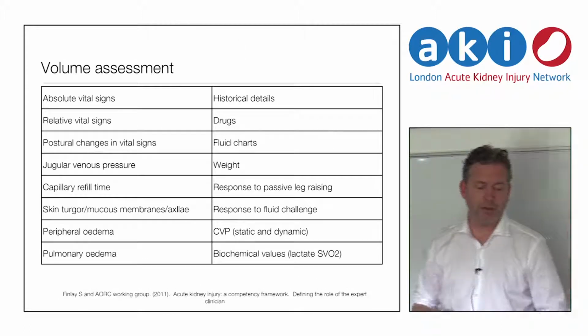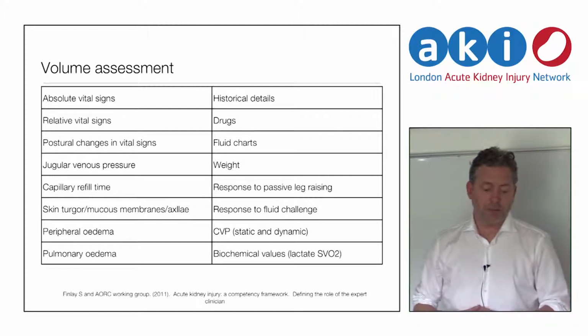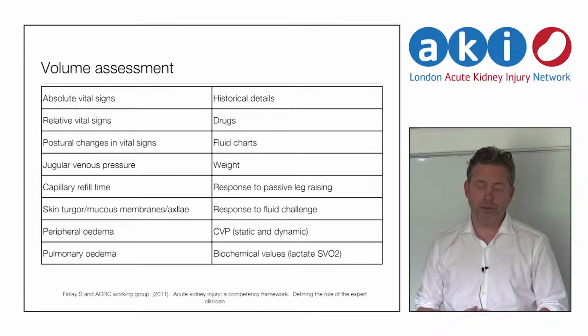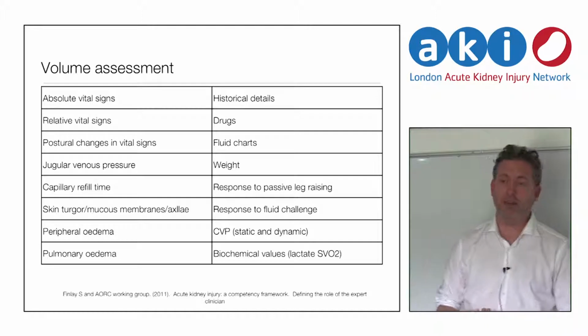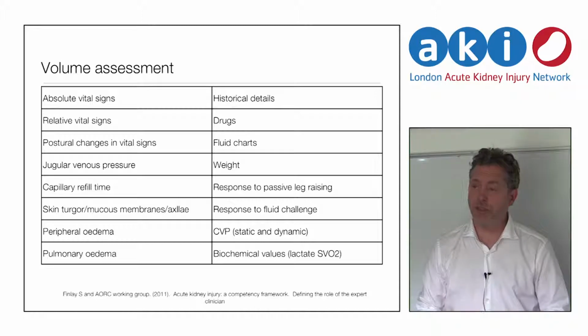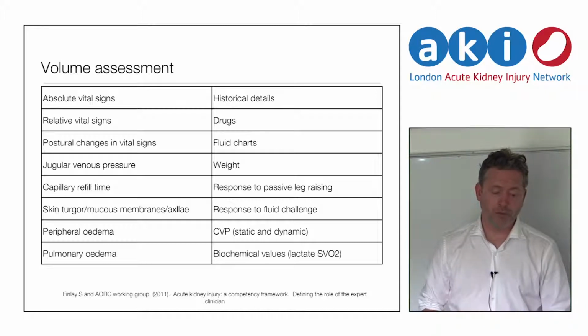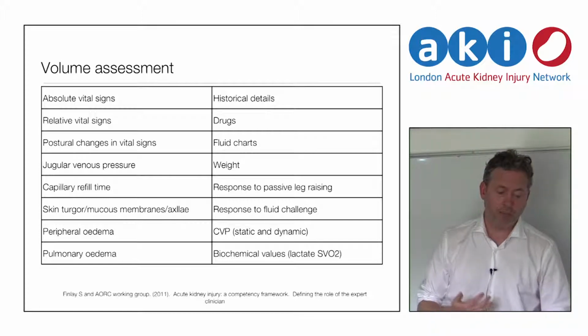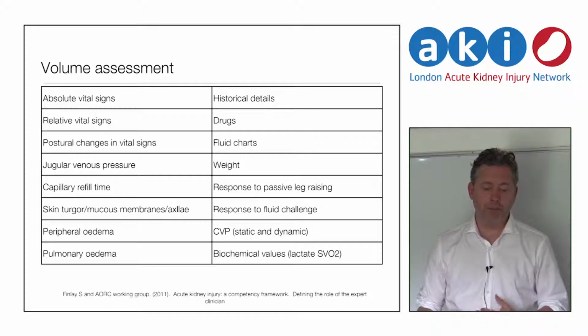So the volume assessment. This is Shan Finley's work with the Royal Colleges. They did an evidence review to build a competency framework for acute kidney injury volume assessment, and these are the things they pulled out. So clearly absolute vital signs, but also relative vital signs. If someone's baseline blood pressure is 160/90, 120/80 may be very significant. Postural changes in vital signs are suggestive of hypovolemia. Jugular venous pressure, capillary refill time, skin turgor, mucous membranes, and axillae give us an insight into interstitial and intracellular fluid states.